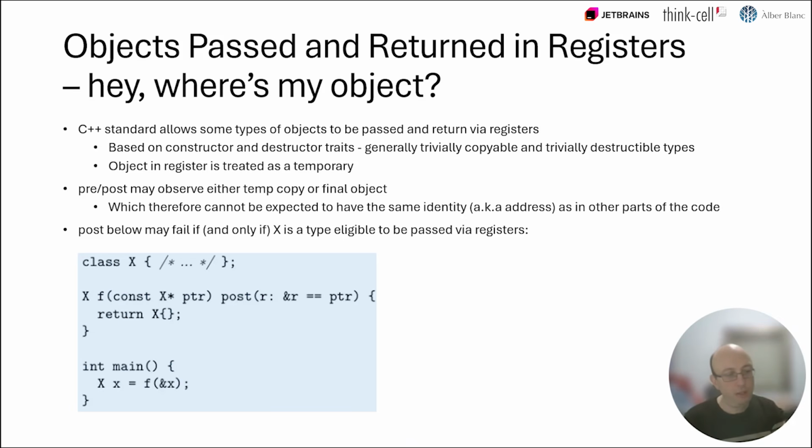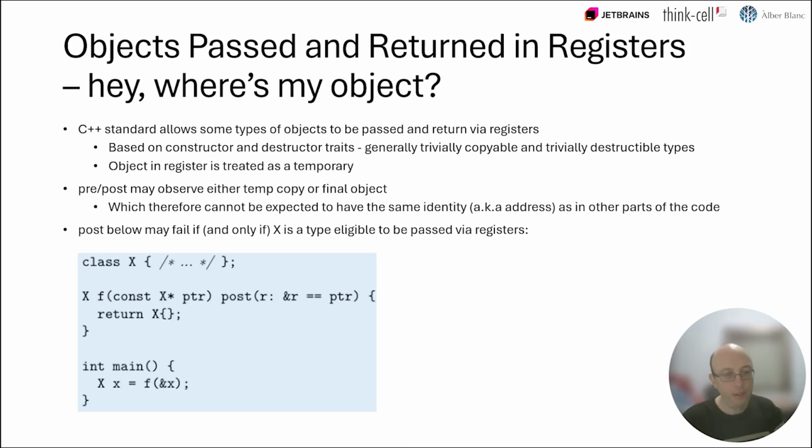So we see that we have a function that receives an object via pointer and does nothing with it other than verifying in the postcondition that the address of the returned object is the same as the address passed in via that pointer. And in our case, we're returning a new object by value, and it's going to be elided into the object receiving it at the call site. So it should be the same address.